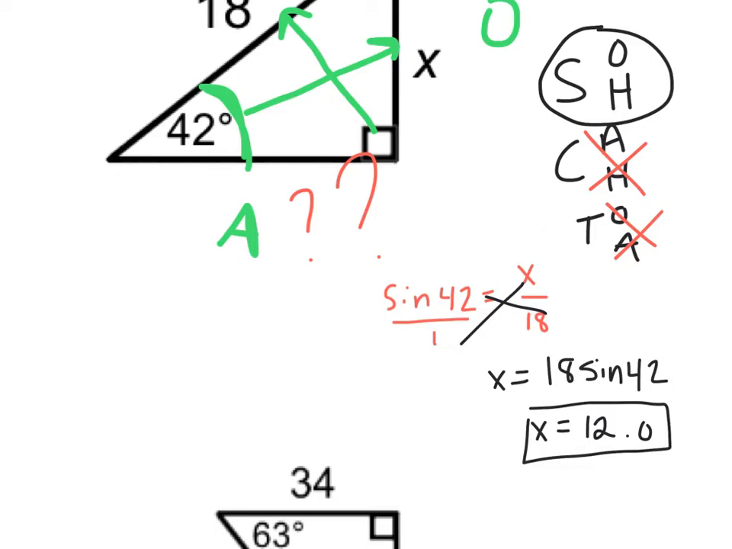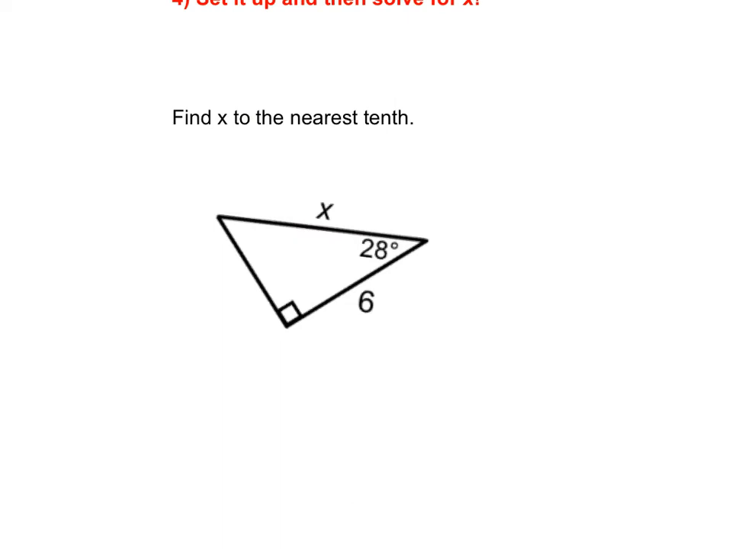That is all you do. You label your sides, identify your reference angle, figure out your trig function, set it up, and solve for x. It's typically 2 to 3 steps tops. Now we're going to do a different example down below.